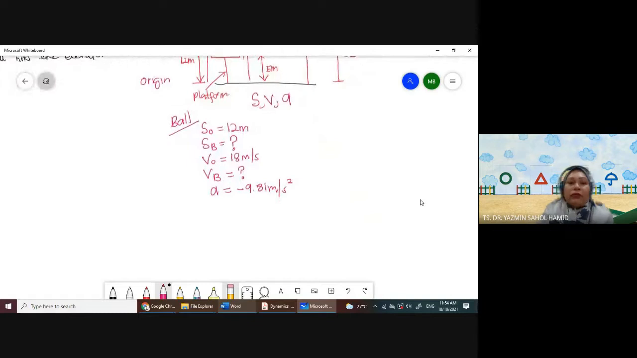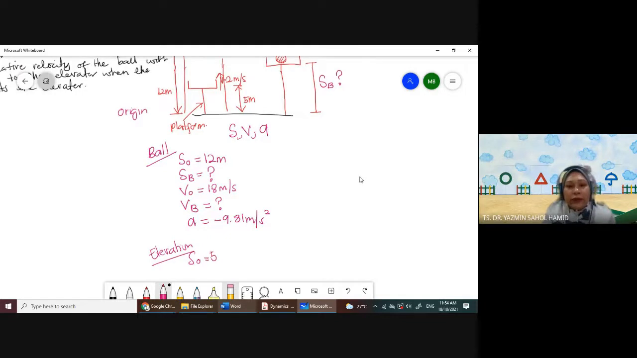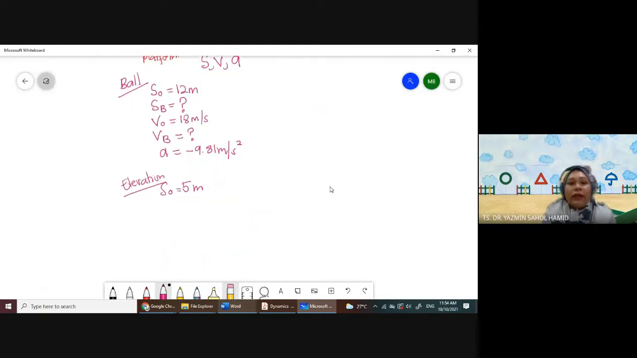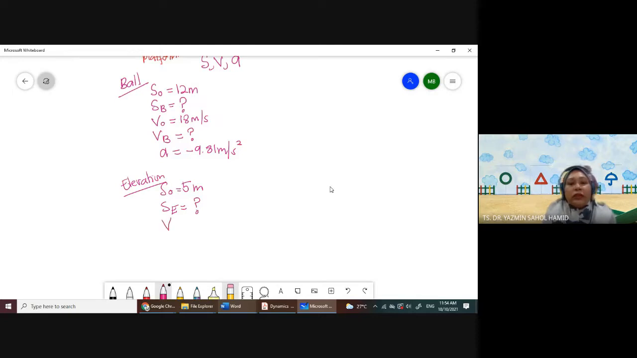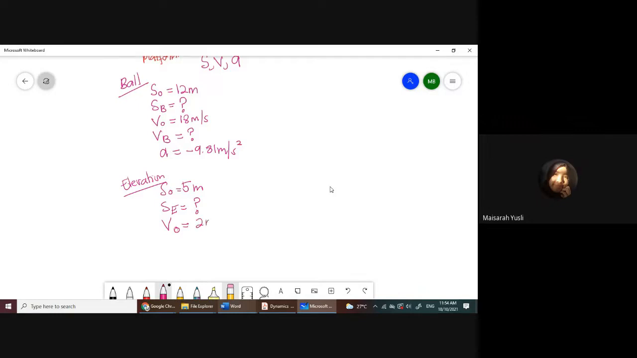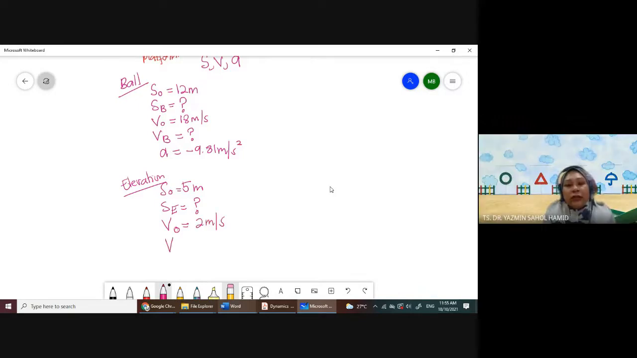Now let's write the motion of the elevator. Do you have the initial position of the elevator? Yes, good, 5 meters. Do you have the final position of the elevator? No. Do you have the initial velocity of the elevator? Yes, 2 meter per second. Do you have the final velocity of the elevator? No.